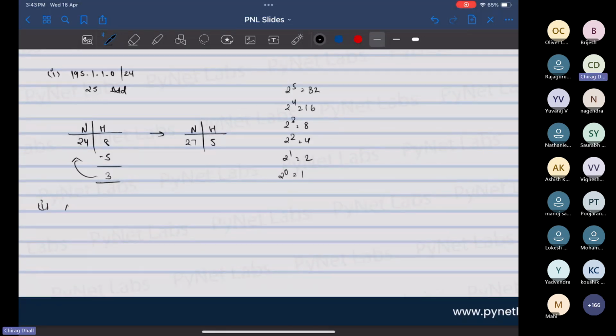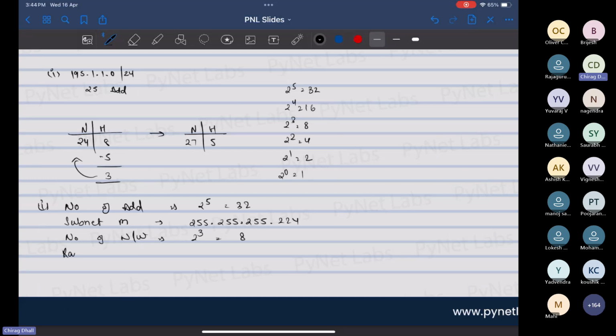The number of addresses will be 2 raised to the power 5, 32. Subnet mask for 27 bits will be 255.255.255.224. Number of networks, 2 raised to the power borrowed bits. We have borrowed 3 bits, so 8.